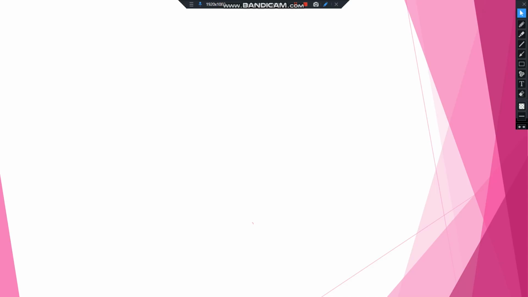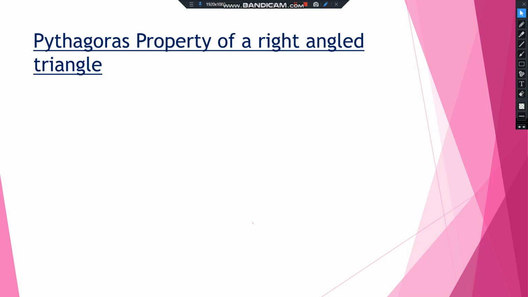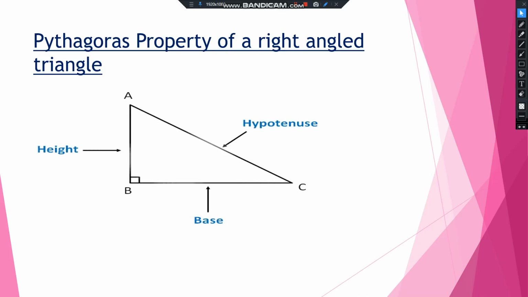On the previous day, you learnt about Pythagoras property of a right angle triangle, which is also popularly known as Pythagoras theorem. So let's recall that before we continue with the exercise. Pythagoras property of a right angled triangle. It says of a right angle triangle. That means the property applies to a right angled triangle. I hope you all know about a right angle triangle.